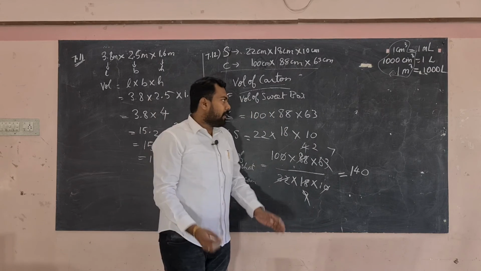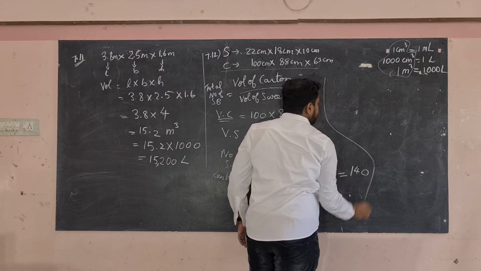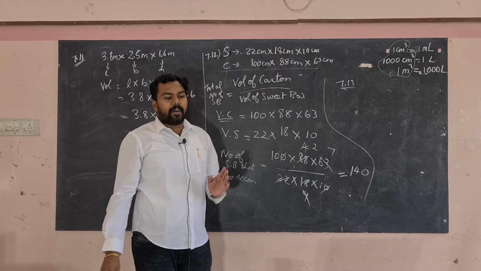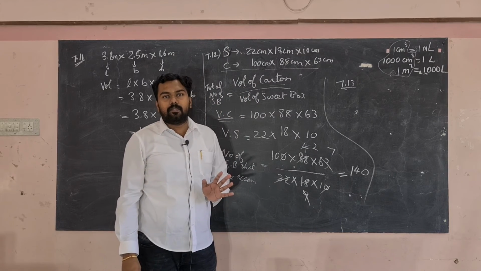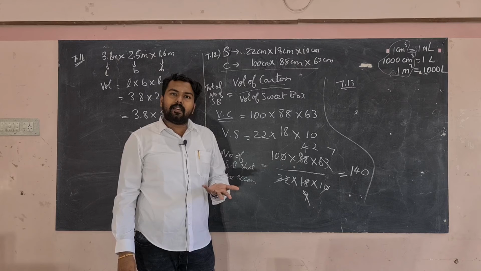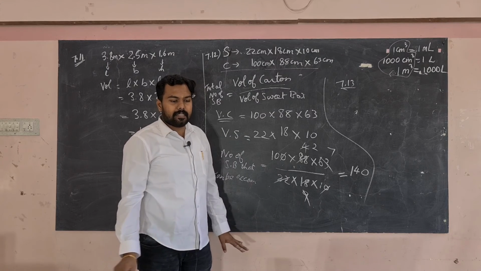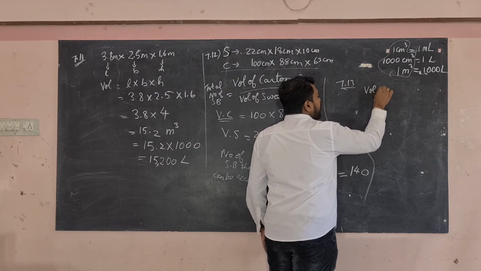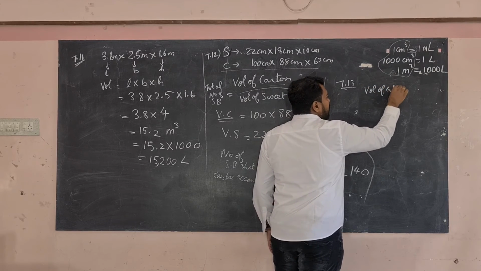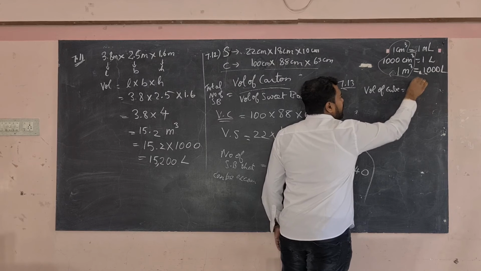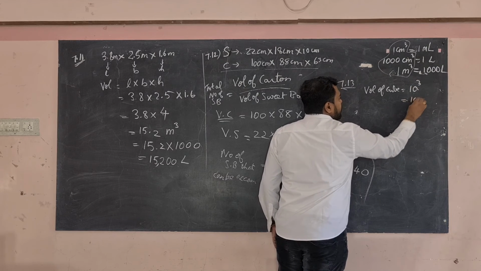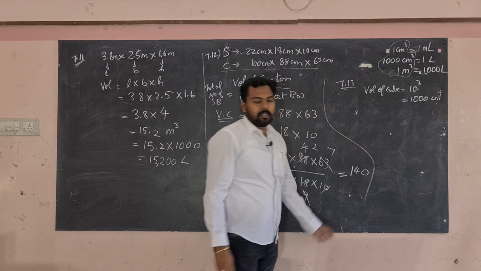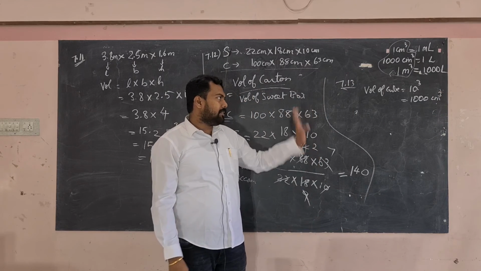ஓகே, 7.13 நெக்ஸ்ட். 7.13. What they have given? Find the volume of the cube. Volume of the cube. Formula enna? A cube. Whose side is 10 centimeters ன்னு சொல்லிட்டாங்க. So volume of cube. What is the formula? A cube. A ஓட வேல்யூ என்னது? 10 கொடுத்துருக்காங்க. 10 cube. That is 1000 cubic centimeter. So the answer is 1000 cubic centimeter. It is very very easy.